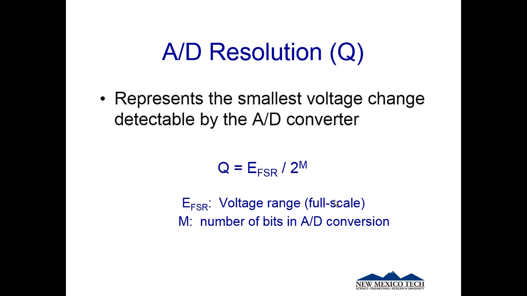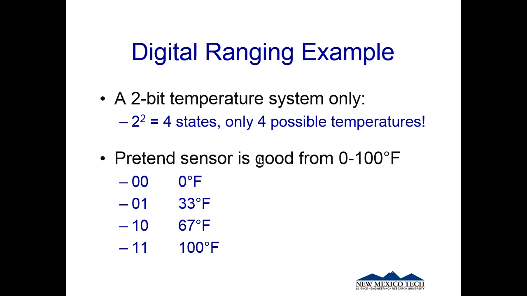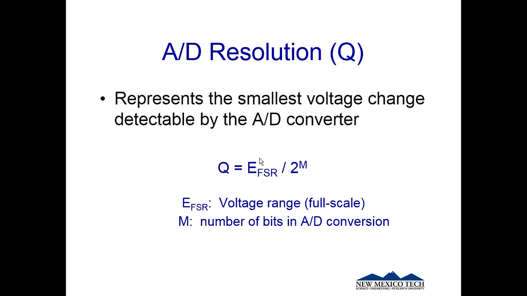So one way we can look at this is we can come up with the analog to digital resolution, AD resolution, and sometimes you'll see it abbreviated as Q. And the way we look at this is we figure out what the possible range is for our meter. So in the example here, we said it was going from 0 to 100 Fahrenheit. So we could say 0 to 100. And then you divide it by the possible number of states.